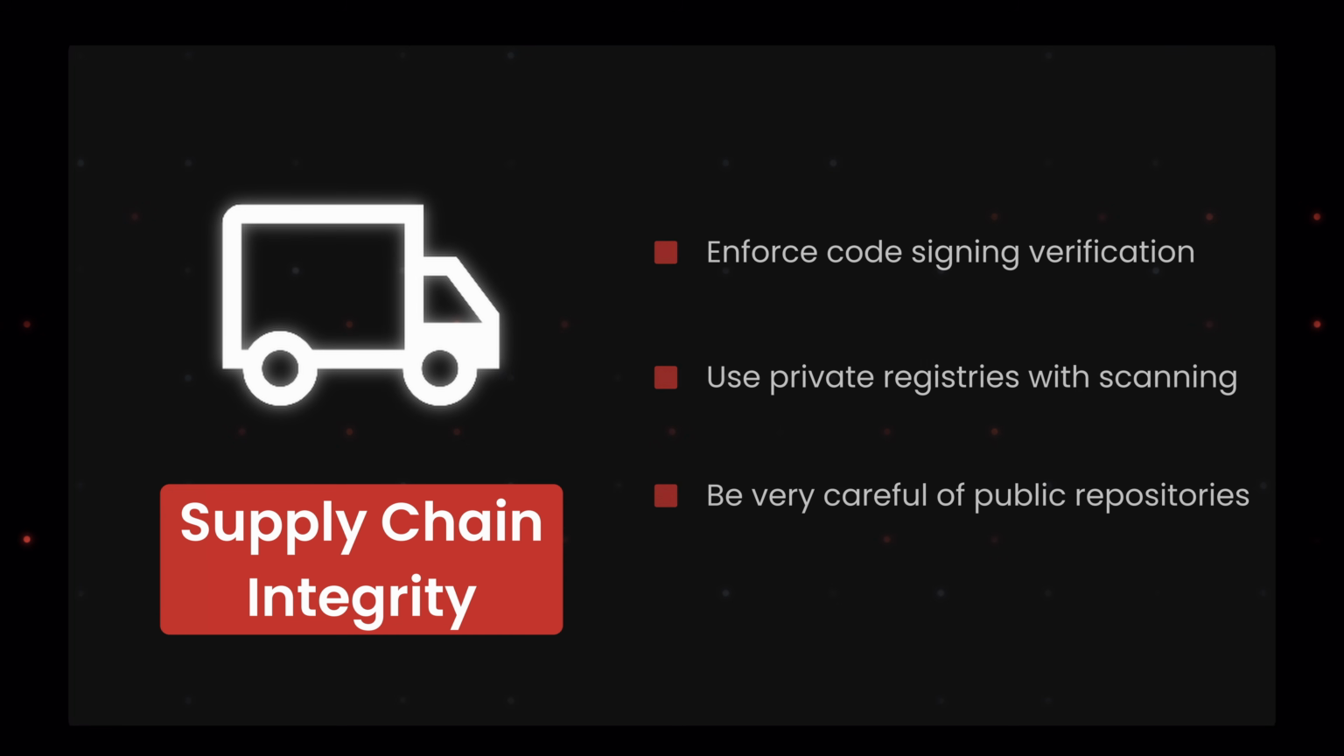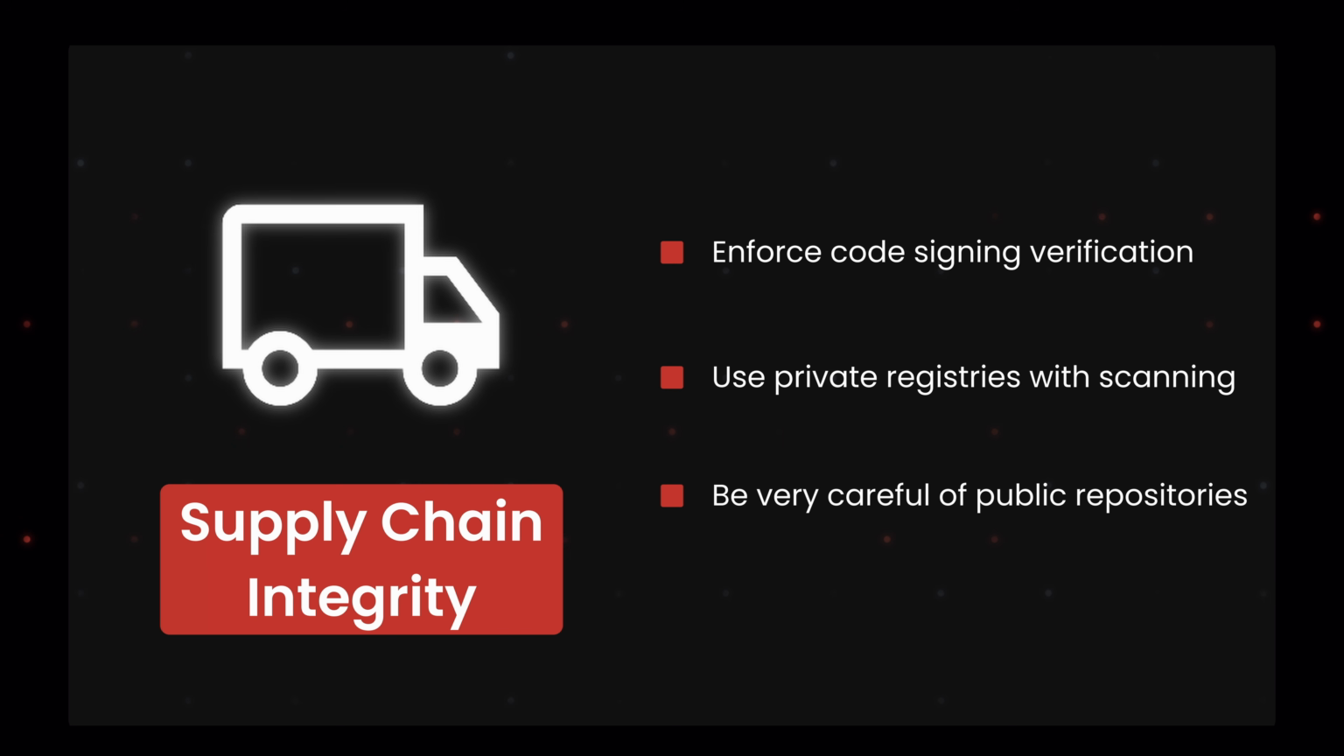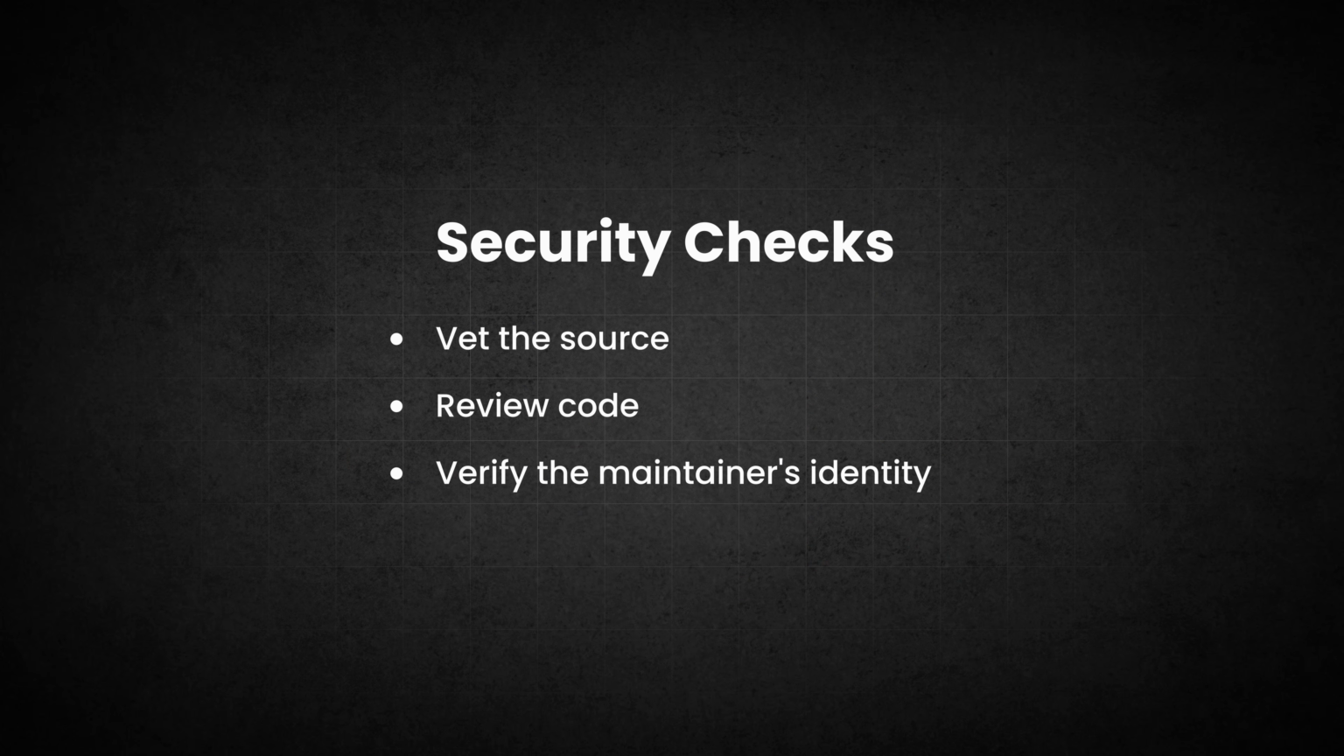Control 4 is supply chain integrity. Enforce mandatory code signing verification for every MCP server you deploy. Treat MCP servers the way you'd treat any third-party code running with privileged access, because that is exactly what they are. Use private registries with security scanning. Don't install from public npm or pip repositories without vetting the source, reviewing the code, and verifying the maintainer's identity.